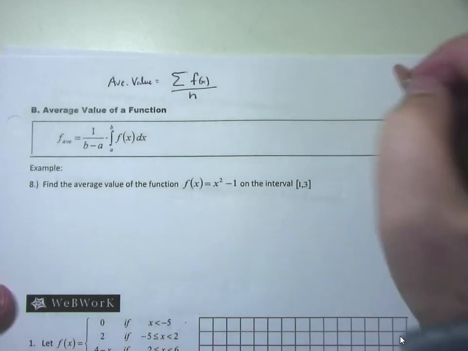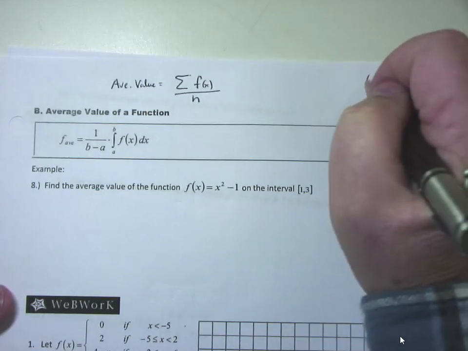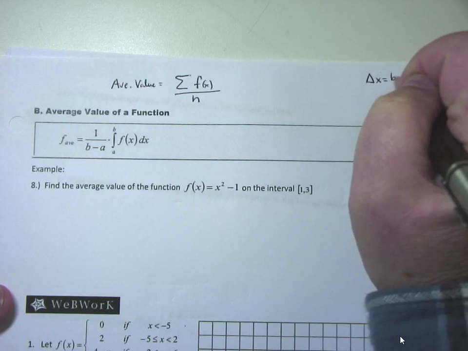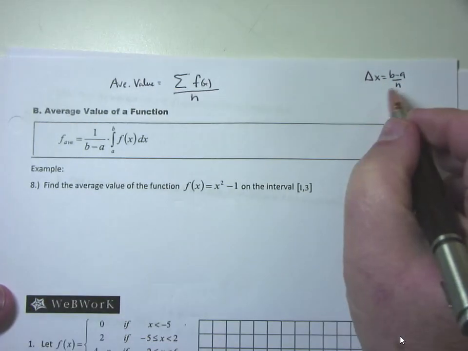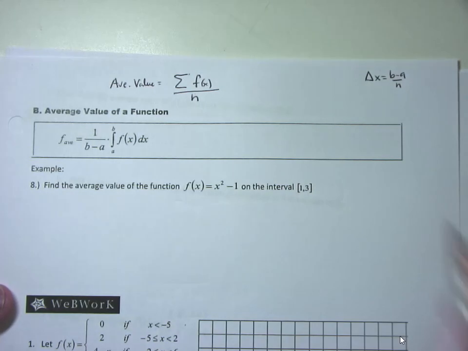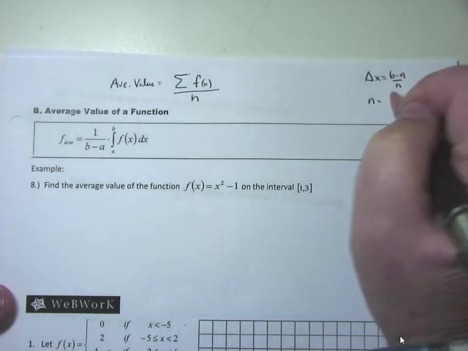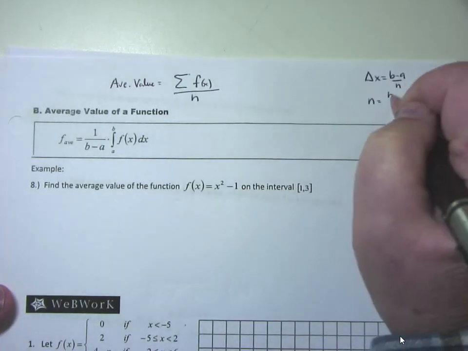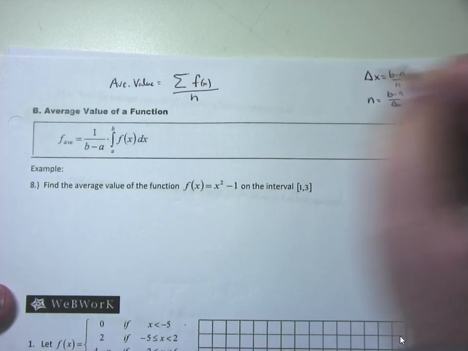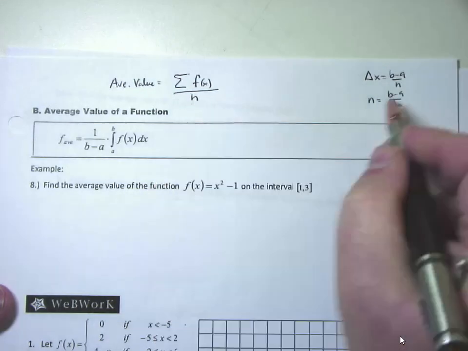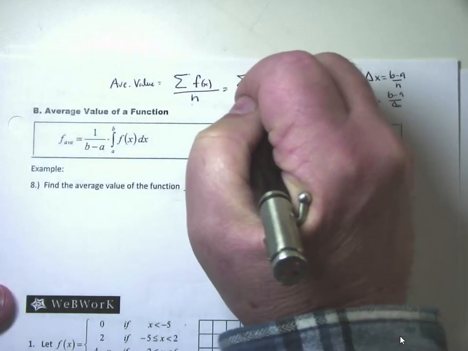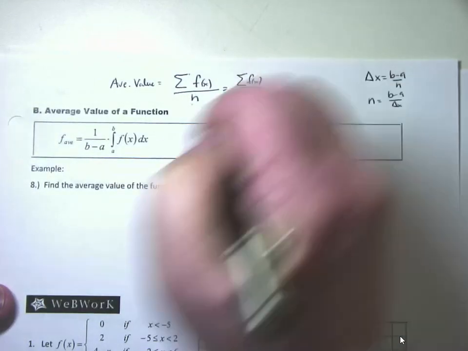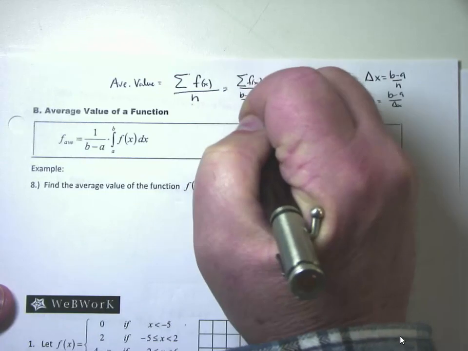But here's the deal. We know that delta x is equal to b minus a over n. So if I take delta x equals b minus a over n and solve for n, this gives me n equals b minus a divided by delta x. So I can replace this n with b minus a divided by delta x. This would be the sum of f of x over n, which is b minus a over delta x.